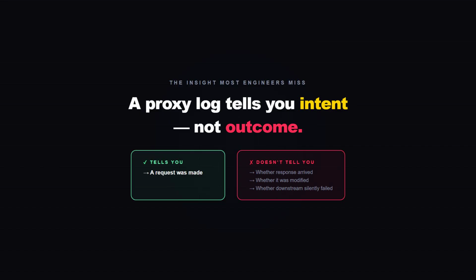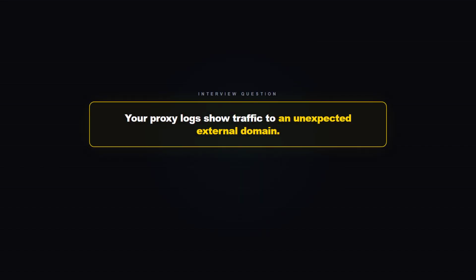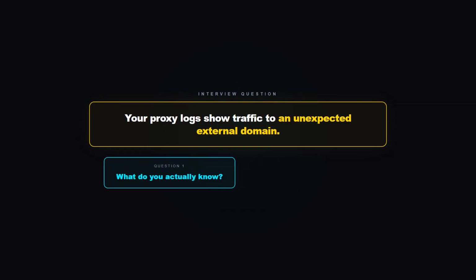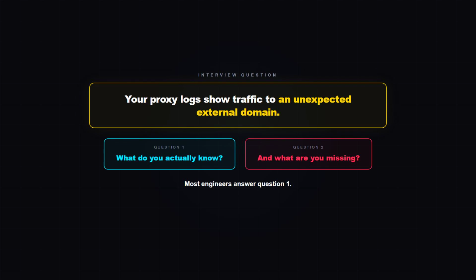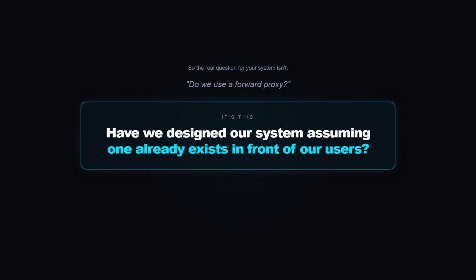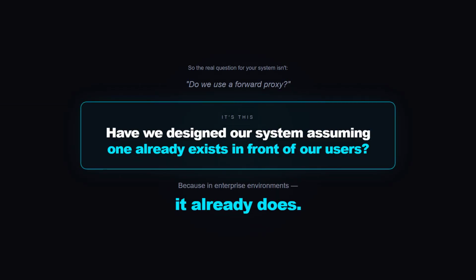So here's the interview question. Your proxy logs show traffic to an unexpected external domain. What do you actually know? And what are you missing? Most engineers answer the first question. Almost none answer the second. So the real question for your system isn't, do we use a forward proxy? It's this. Have we designed our system assuming one already exists in front of our users? Because in enterprise environments, it already does.